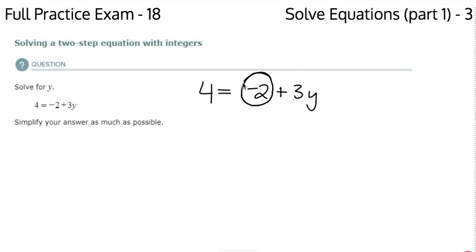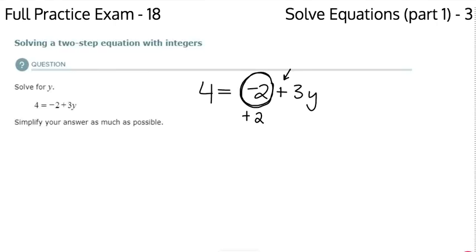Make this negative 2 become 0 by adding 2. Remember, the operation has nothing to do with my plan here. The only thing that operation has to do is that I know I need to undo what's being added first. Okay. I'm not going to subtract anything from both sides.